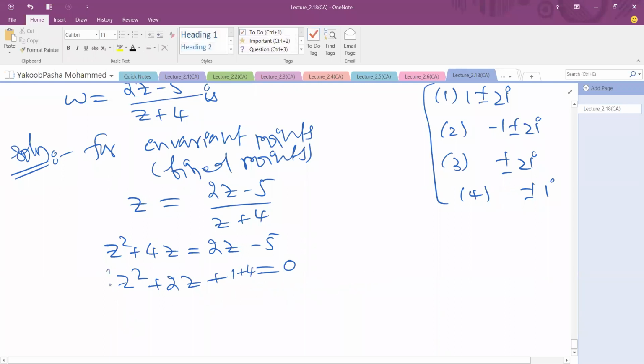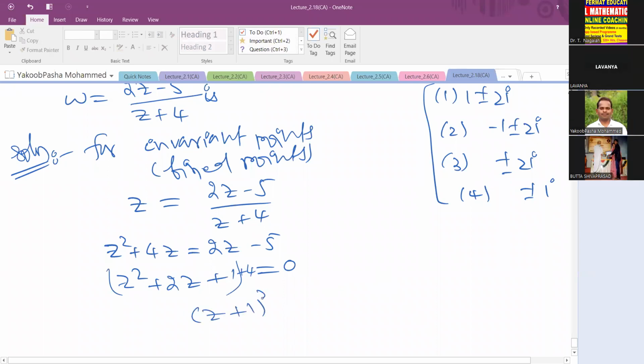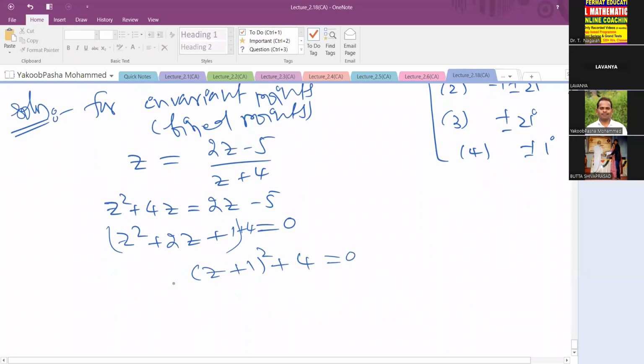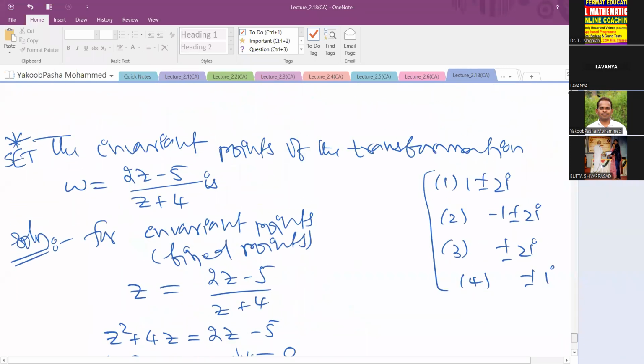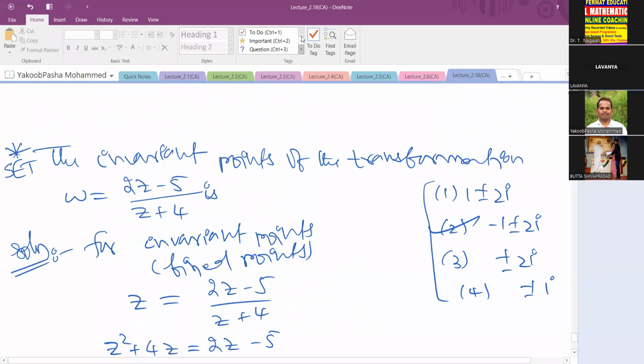From up to this, we can write (z plus 1) whole square plus 4 is equal to 0. So (z plus 1) is equal to plus or minus 2i. So z is equal to -1 plus or minus 2i. Okay, good. So option 2 is the right option.